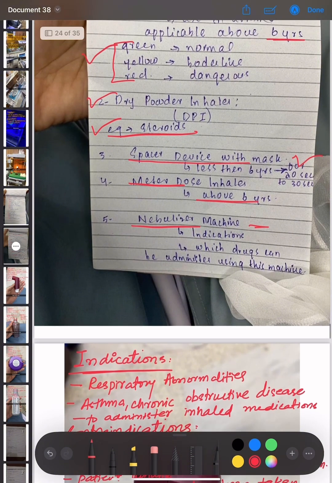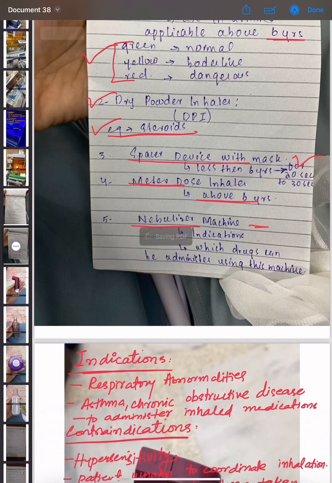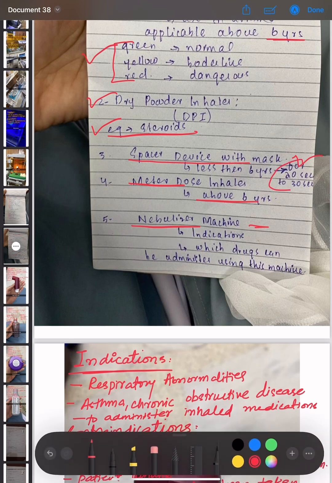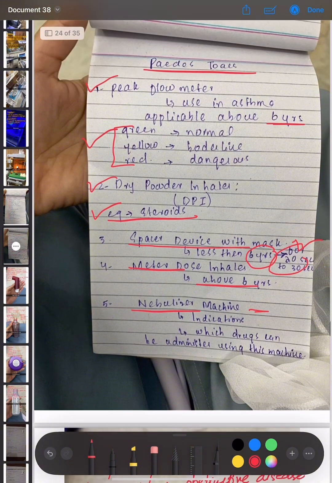The spacer device with mask is used for 20 to 30 seconds, and it is used in children less than 6 years. You should remember this, okay? And the peak flow meter is used in asthma, applicable above 6 years. The peak flow meter cannot be used below 6 years, and the spacer device is used for children less than 6 years. Okay.